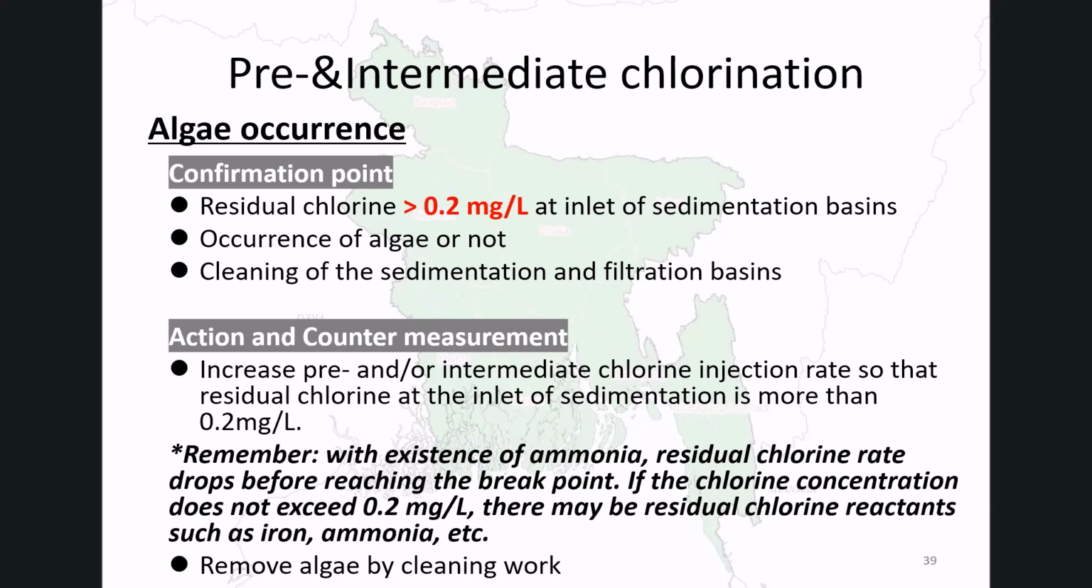If ammonia is present, chlorine may be consumed before reaching the breakpoint. In this case, even if chlorine is added, residual chlorine may not increase. This indicates the presence of ammonia or other chlorine-reacting substances. In addition to chemical control, physical cleaning of algae is also necessary.